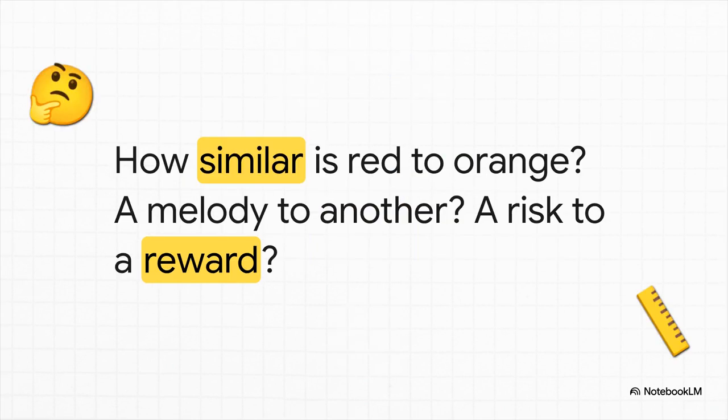And we make these kinds of judgments all the time, right? Without even thinking about it. We just know that red is way more similar to orange than it is to, say, green. We can hear a melody and recognize it's just a slight variation on another one. We're constantly weighing how similar a risk feels to a potential reward. But how much more similar? Can we actually create a map of these relationships?